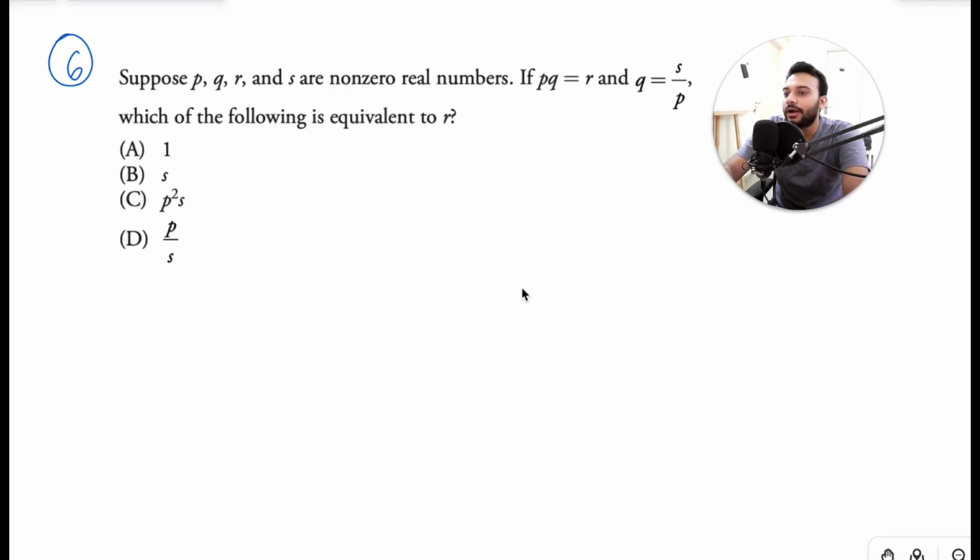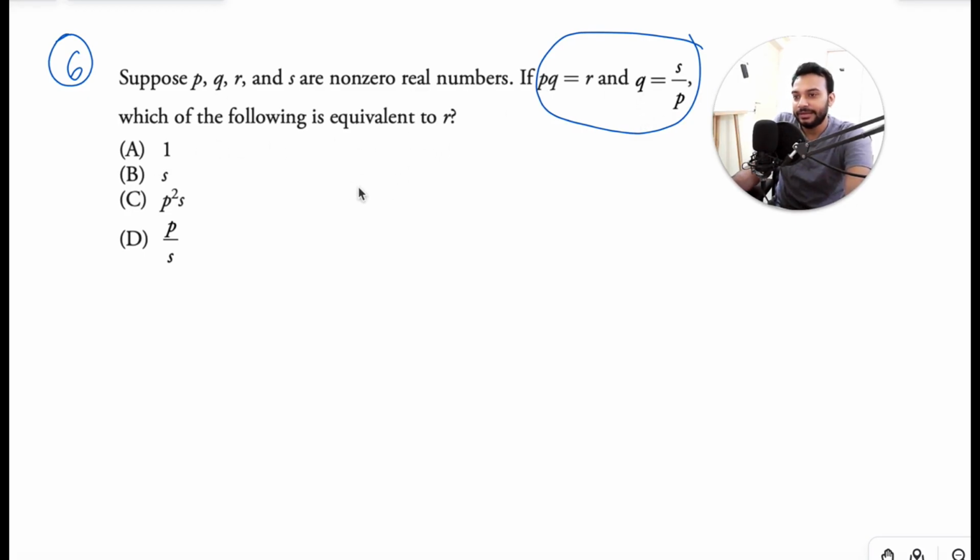Suppose P, Q, R and S are non-zero real numbers. If PQ is equal to R and Q is equal to S over P, which of the following is equivalent to R? Okay, so equivalent expressions with some manipulation. PQ is equal to R, Q is equal to S over P. Which of the following is equivalent to R?